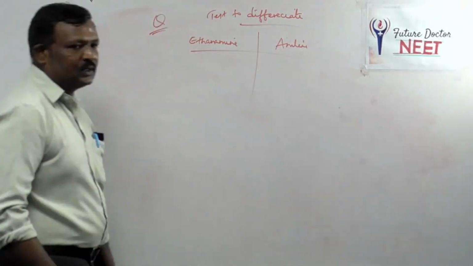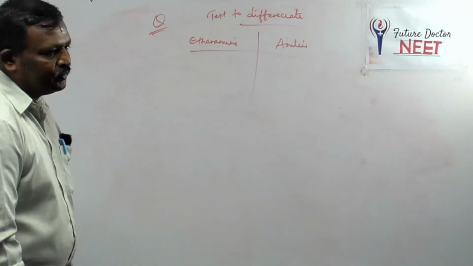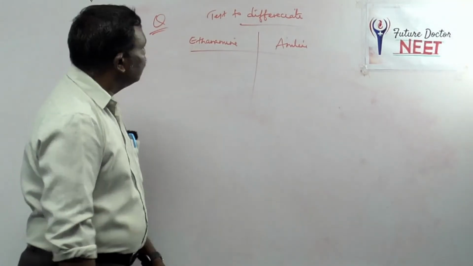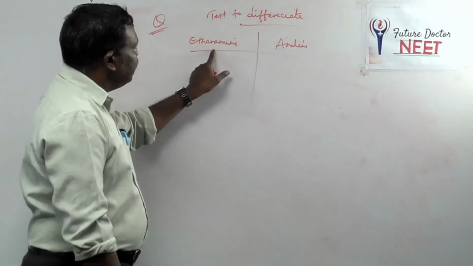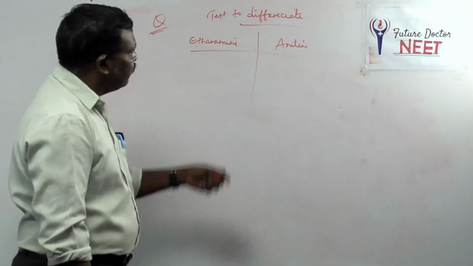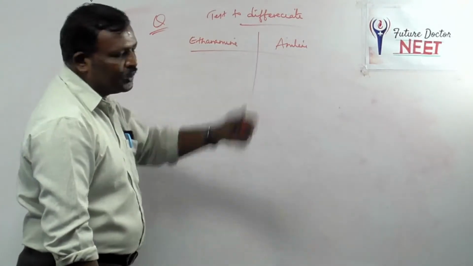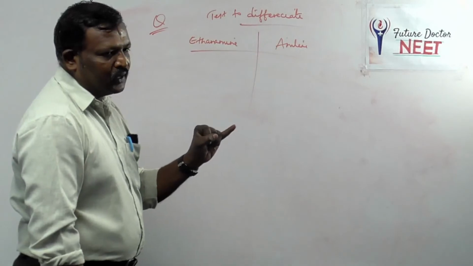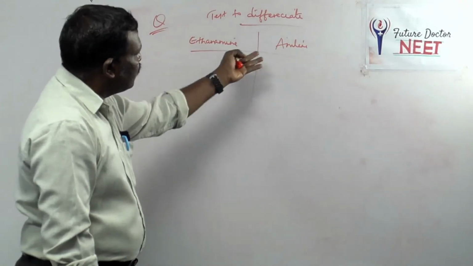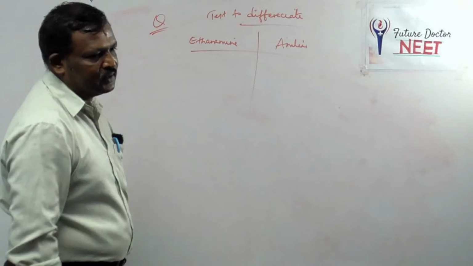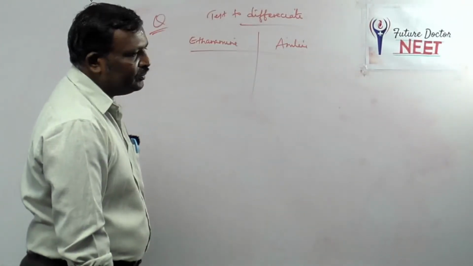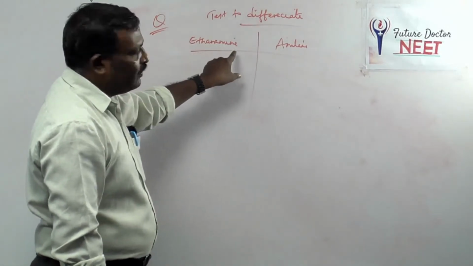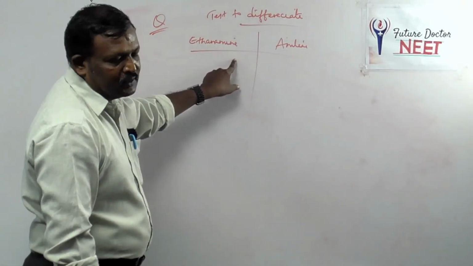Tell me, what's the test to differentiate these two compounds? What's the answer? Test to differentiate ethanamine and aniline. Which test can we use? We have three tests, no? Carbylamine, nitrous acid test, and the Hinsberg reagent test. Now, first of all, you see what kind of amine it is, primary or secondary or tertiary?